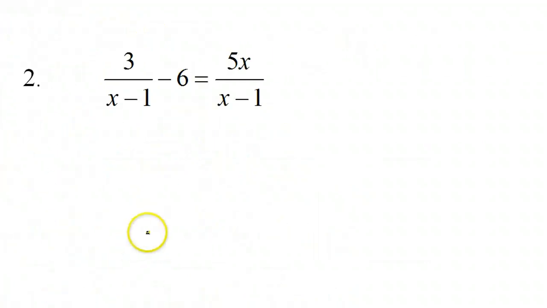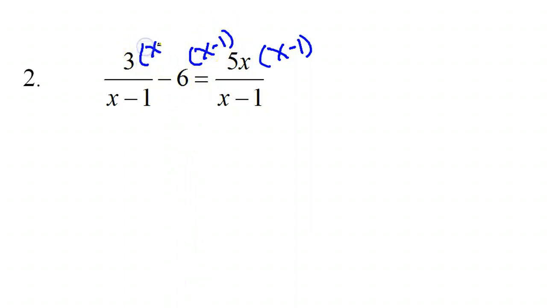Okay. All right, taking a quick look at problem number 2. This one we cannot cross multiply because we don't just have a fraction equal to a fraction. We have this extra negative 6 in here. So you have to multiply by whatever factors you have in the denominator. I see x minus 1 in the denominator, so that's what I'm going to multiply by. Don't forget to multiply the 6 by x minus 1 as well, the negative 6.